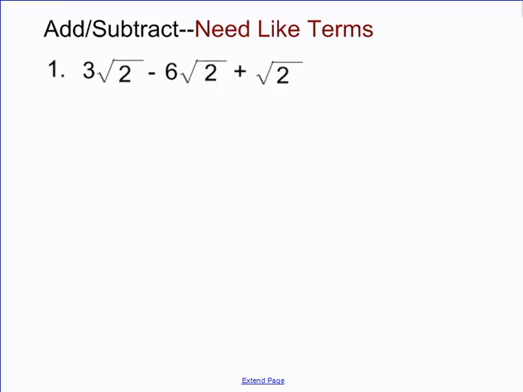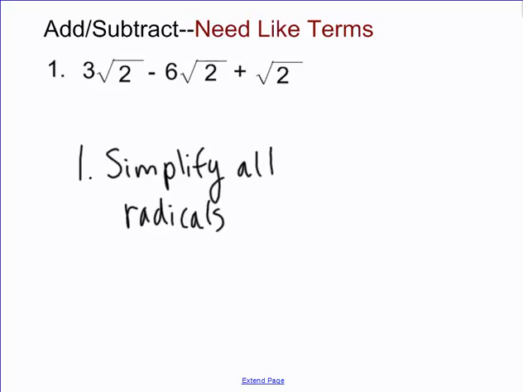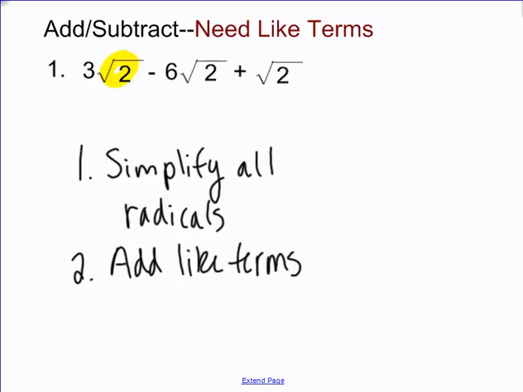For adding and subtracting radicals, the first step you need to do, I already know this is already done for you, is you first should simplify all radicals. Next, add like terms. So when you're adding radicals, okay, very different from multiplying. Okay, when you're adding, you need like terms. Just like if this were a variable.